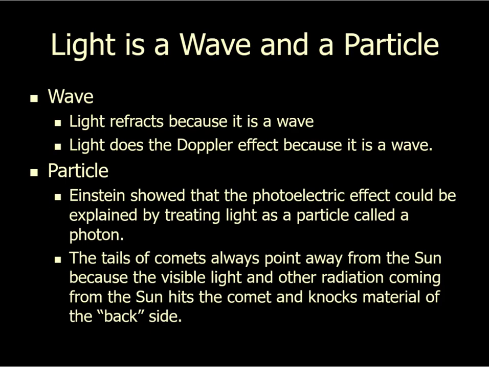Particle, two things for that too. Photoelectric effect: if you're going to build a solar panel, light needs to be a particle. You make electricity from light because it is a particle. And then comet tails. Comet tails always string out away from the sun. All of that radiation coming off of the sun is smacking against that comet and knocking it off of the backside. Okay, that's light.